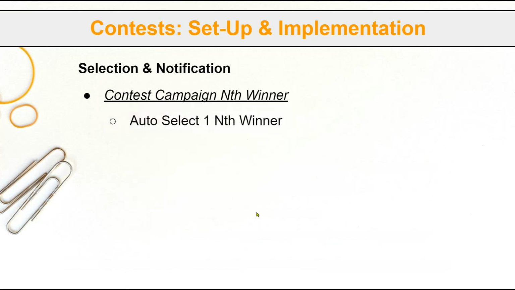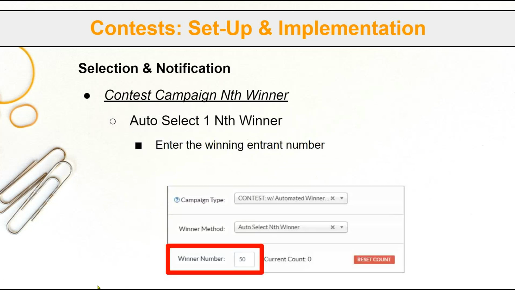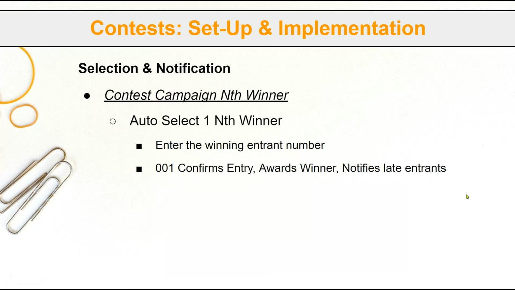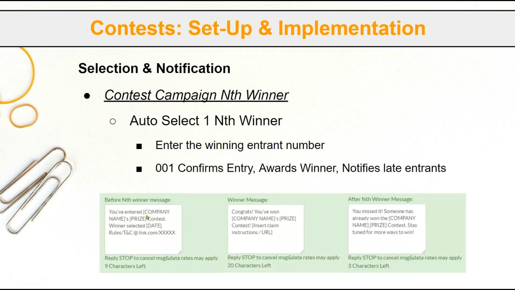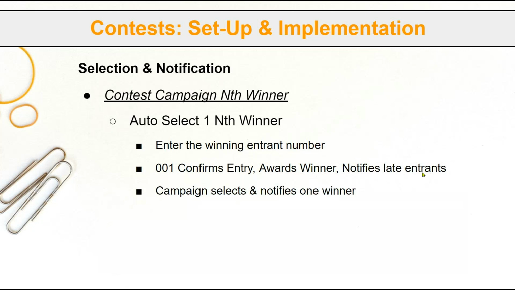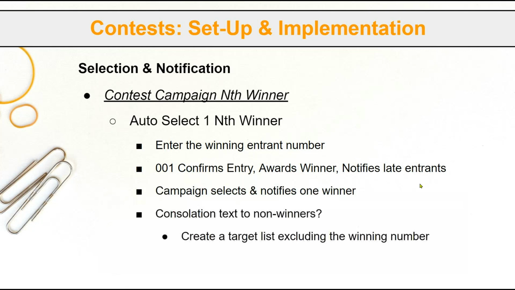In contest nth winner campaigns, set to auto-select one nth winner. In this one, as we said before, you enter a variable, in this case 50. Here, the 001 message of the campaign not only confirms the entry, here's the before nth winner, but it also notifies the winner itself. So here's our winner message. And it also notifies late entrants that somebody has already been selected. Unlike manual, this campaign makes the selection of the winner automatically and notifies them with that text message.